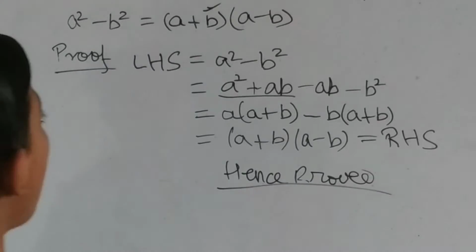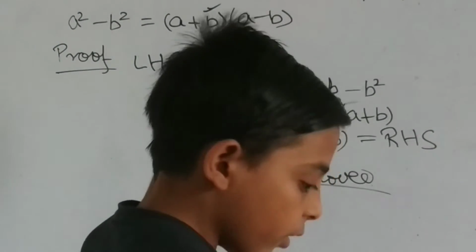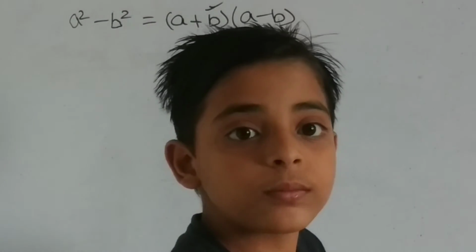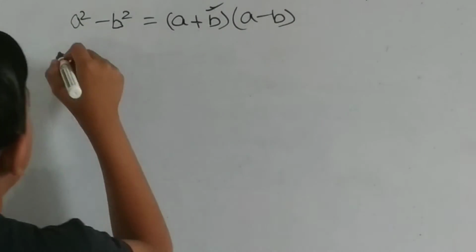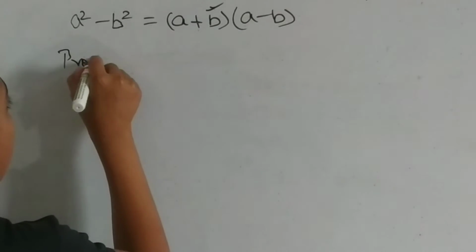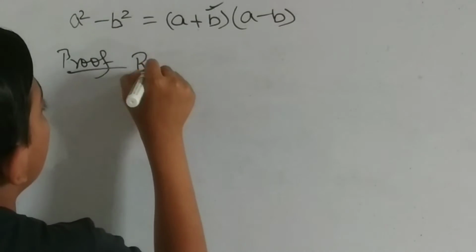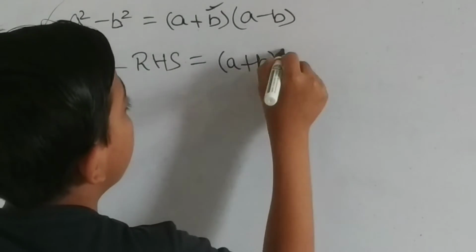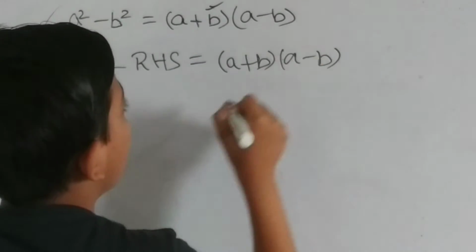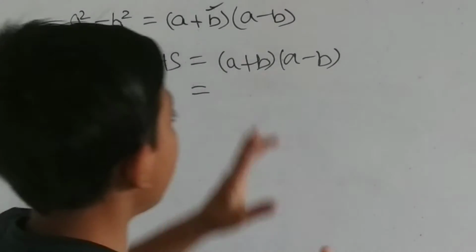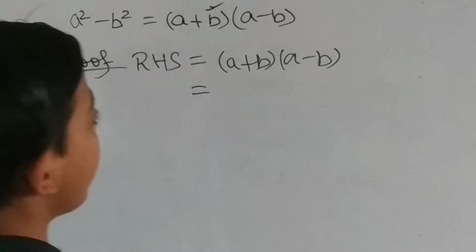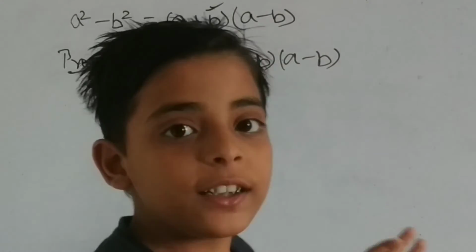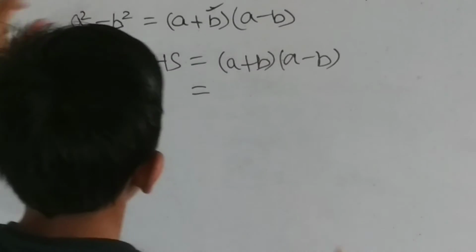Now we are going to prove it from the RHS. So I am just erasing it. Now we are going to prove it from the RHS. So what is the RHS? A plus b multiplied by a minus b. Now it's so easy. We will just multiply, then we will get the result a square minus b square, and that is the LHS. So we can prove that.